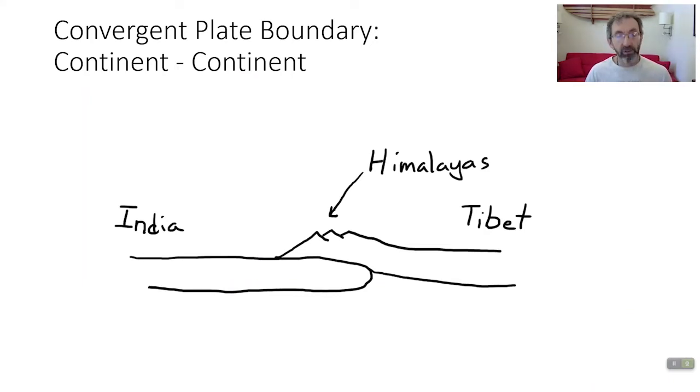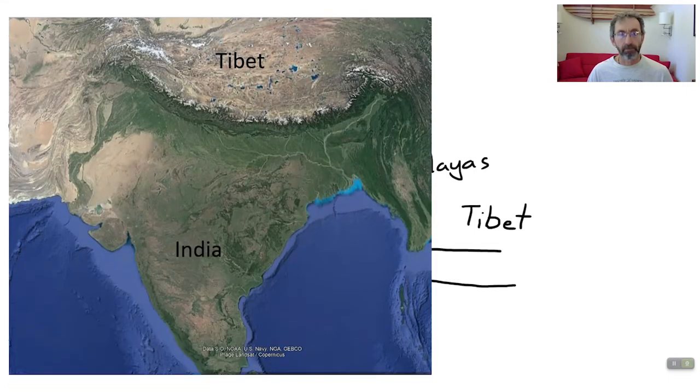And just to see what this looks like, here we have India, the bottom, moving towards the north, relative to Tibet, which is moving towards the south. So the Indian subcontinent is plowing underneath Tibet, and then we can see the Himalayas right here, right along the edge of that collision.